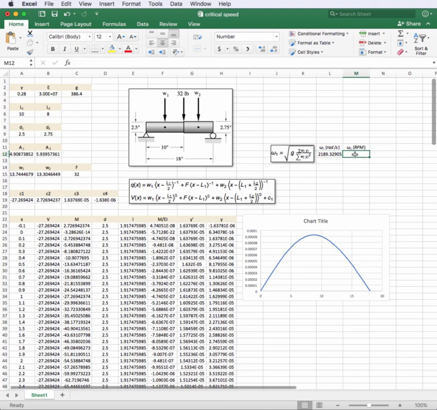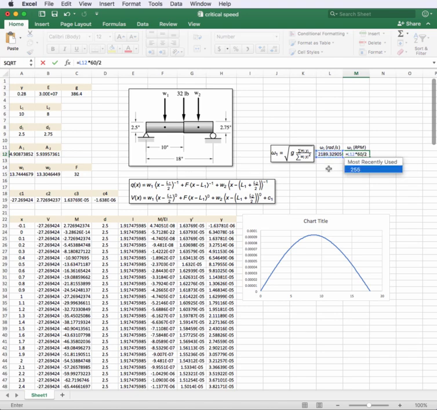If I want to get that into RPM, I have to say that's equal to this times 60 divided by 2 pi. So that's about 21,000 RPM, which is pretty fast, but again, that's a pretty light shaft. I mean, not much load's being applied to it. So it's pretty big in diameter for its length. So 20,000 RPM is my first critical speed, and that's it.